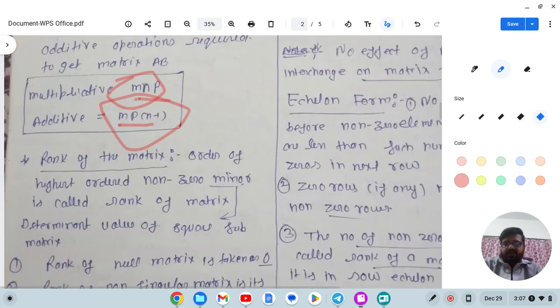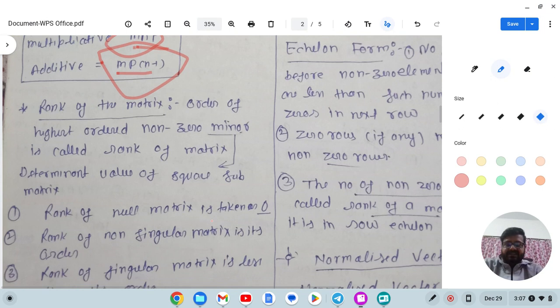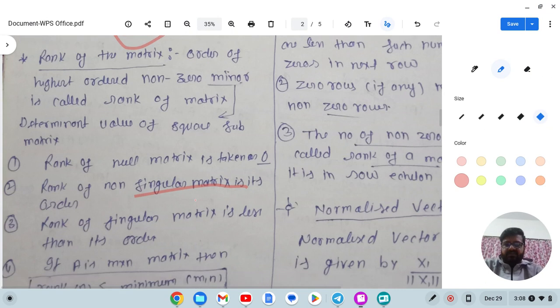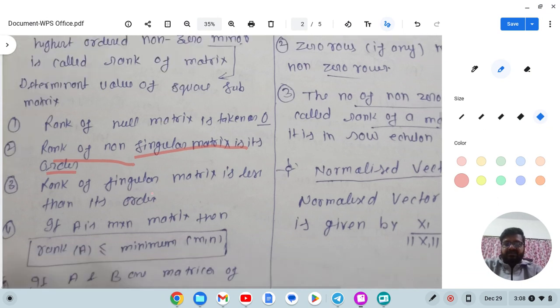Rank of the matrix: the order of the highest order non-zero minor is called the rank of the matrix. Rank of a null matrix is always taken as 0. Rank of a non-singular matrix is its order. Rank of a singular matrix, meaning determinant is 0, is less than its order.